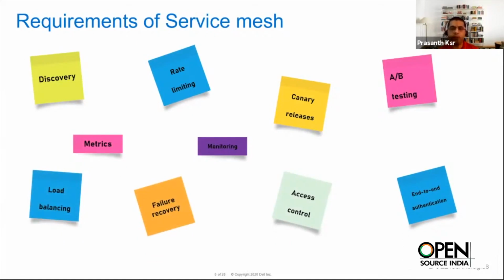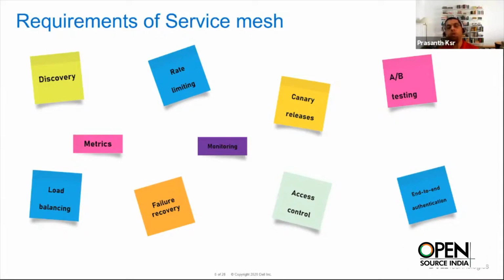To take an example, it should be able to discover a service which has been spawned in your mesh. It should be able to rate limit. What I mean by rate limit here is that it should be able to control the percentage of traffic going to the services running on your mesh. Also, it should be able to manage all of this seamlessly. It also should provide you end-to-end authentication using the tokening part, which we'll explain further.